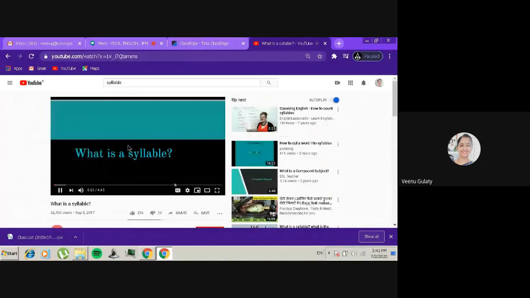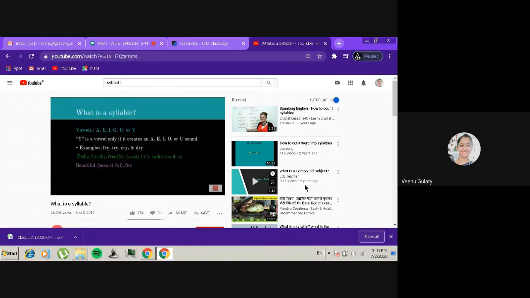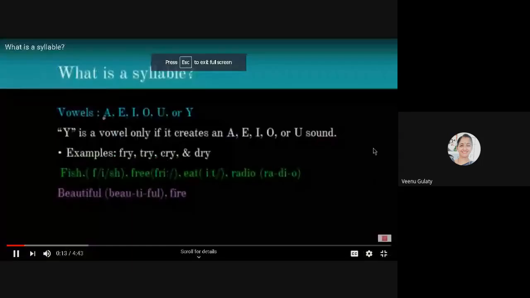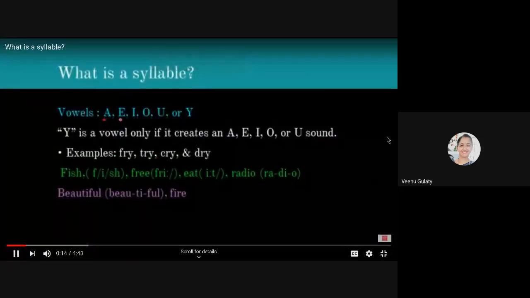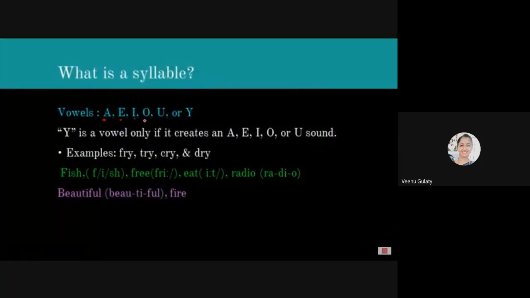Hey guys, today we'll discuss what is a syllable and how to count a syllable. So, what is a syllable? We have vowel sounds A, E, I, O, U, and sometimes Y. Y is sometimes considered a 6th vowel. Y is a vowel only if it creates an A, E, I, O, or U sound.